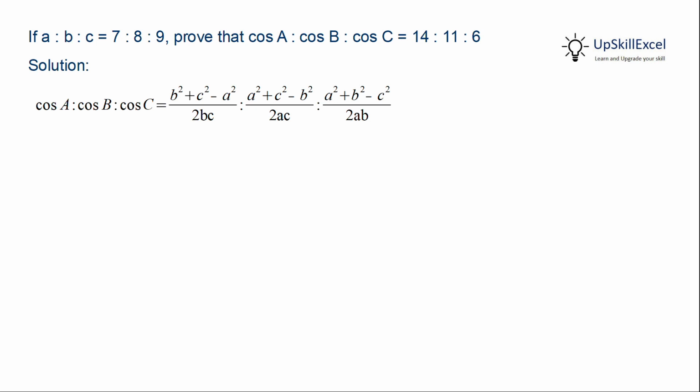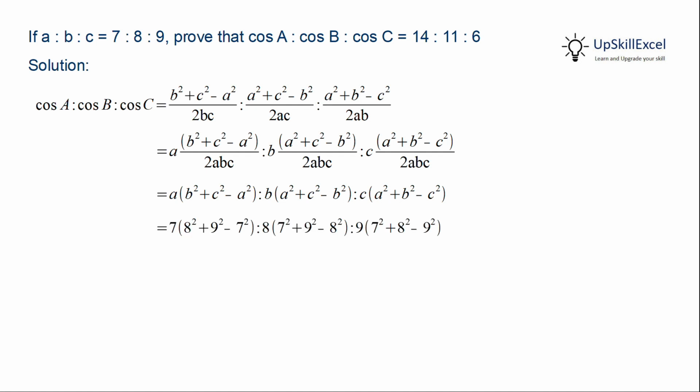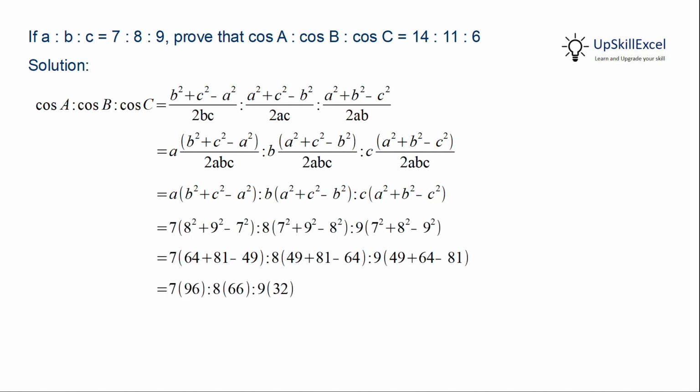Here in the denominator we have 2bc, 2ac, 2ab. So we'll try to make it common by multiplying the first term by a, the second term by b and the third term by c, and then we can eliminate the denominator, giving us simple terms. Now we can substitute the values of a, b and c, and then doing the simplification we get the ratio 14, 11, 6.